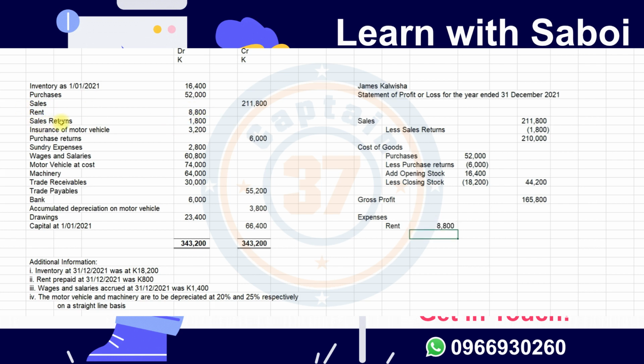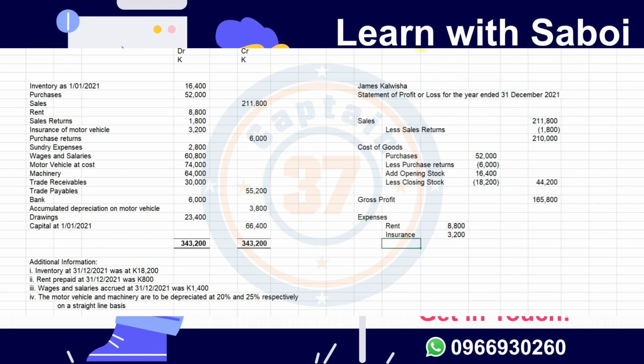Is sales returns an expense? No. Insurance of motor vehicle an expense? Yes. So we're going to write insurance. I'll just write it in short like that. Insurance, and how much is the insurance? It is that amount. Okay, let me just create some space here so that we know what we're talking about and we can keep track.